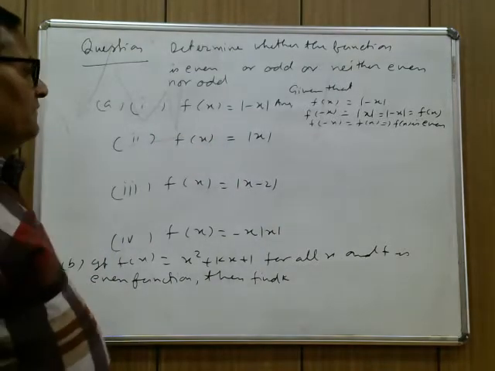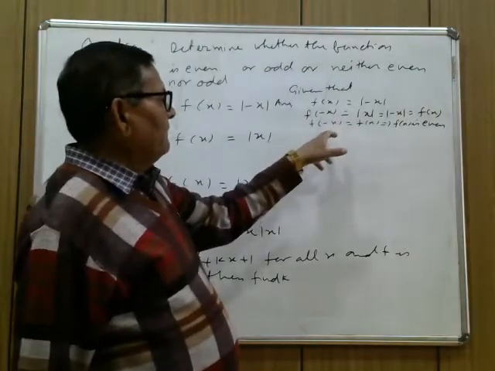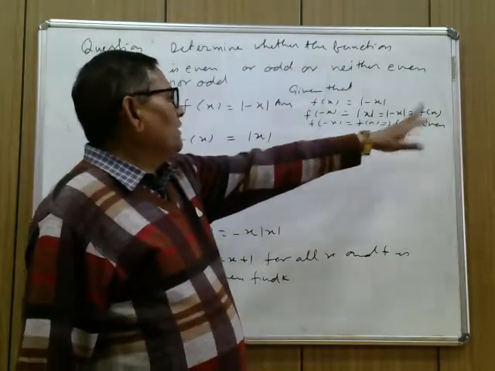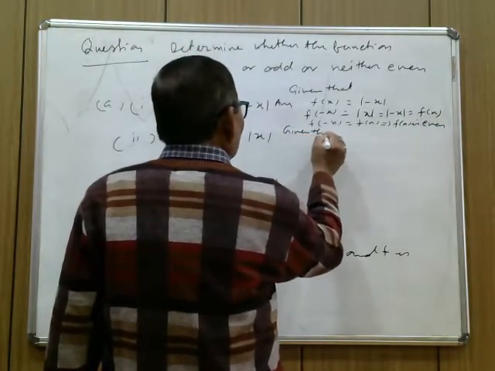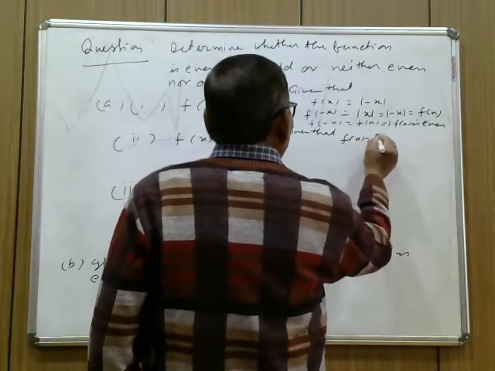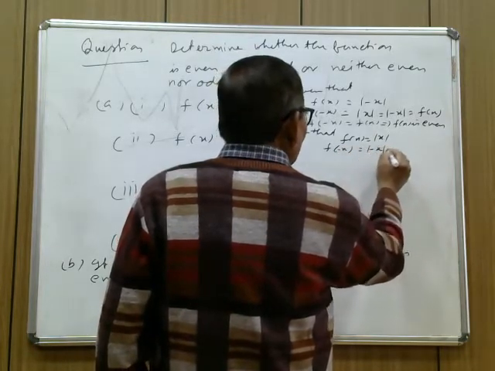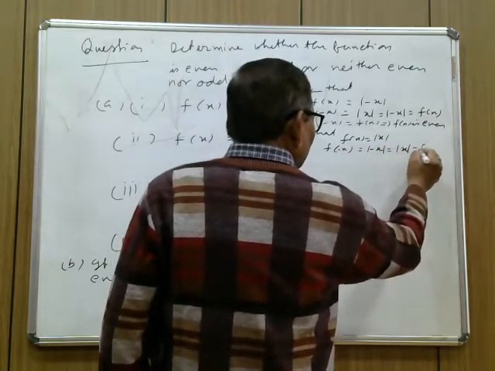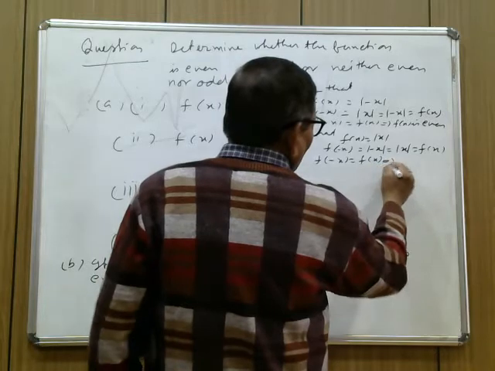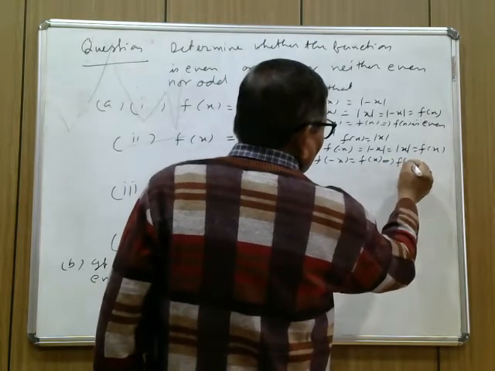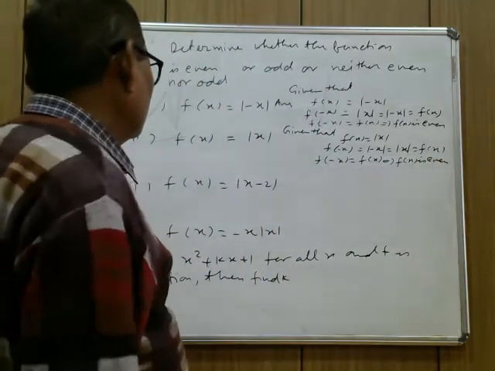f(x) equals mod of minus x, that is given. f(x) this much, f of minus this, then you have obtained f of minus x is f(x). Therefore f(x) is even. Now come to the second. In the second you have given that f(x) is equal to mod x. f of minus x is equal to mod of minus x, which is the same as mod x, that is equal to f(x). Here again f of minus x implies f(x), which implies that f(x) is even.